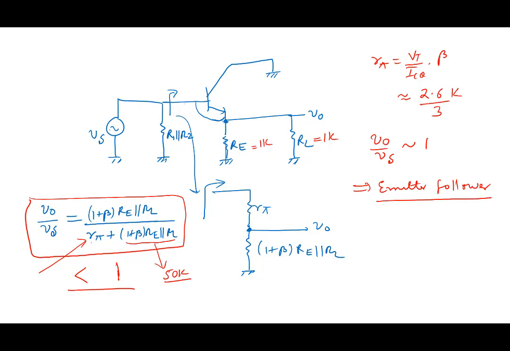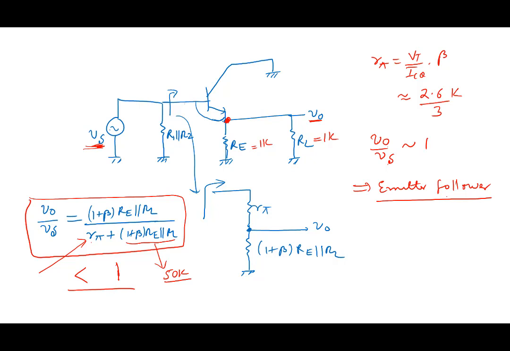The emitter voltage, output is what? Output is at the emitter. The emitter voltage simply follows the input voltage, because V0 by Vs is 1. The output voltage follows the input voltage here, or the emitter voltage follows the voltage applied here. So that's why the word emitter follower. The emitter follows the voltage applied at the input here. It's called an emitter follower.